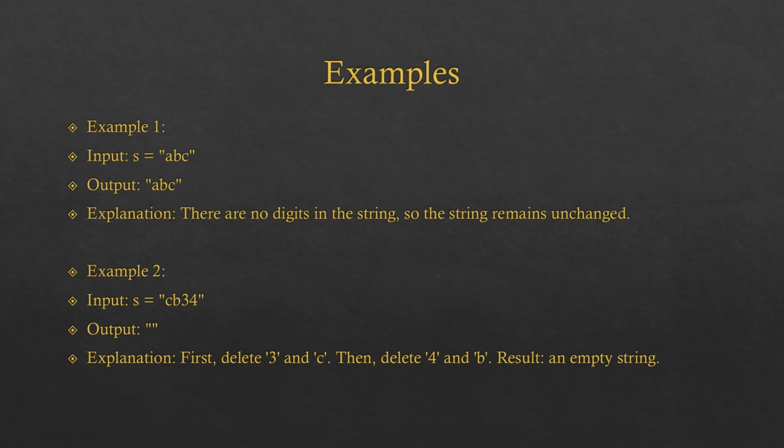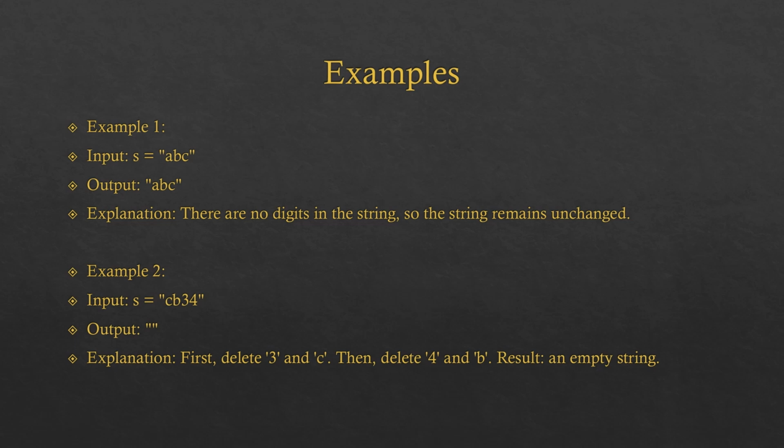In the first example, we have the string ABC. Since there are no digits in the string, it remains unchanged. In the second example, the string is CB34. Here's how the operation works. First, we delete 3 and C, resulting in the string 4. Then we delete 4 and B, leaving us with an empty string.